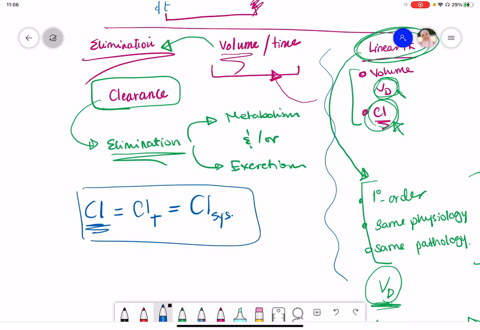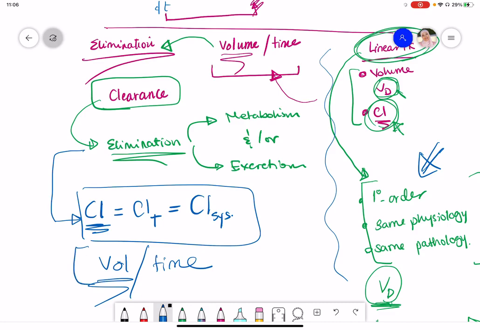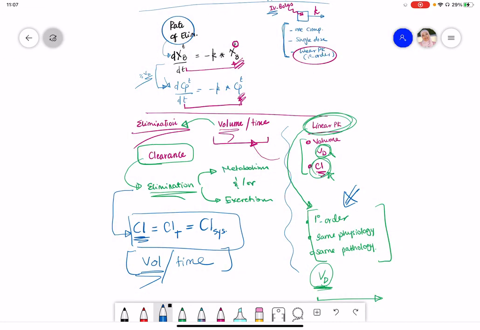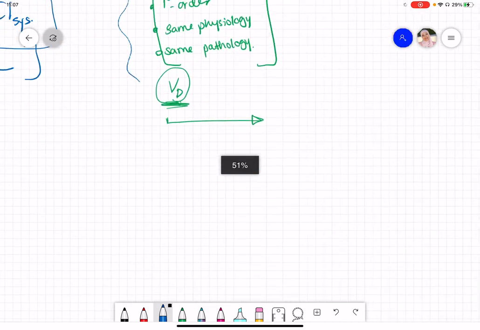Some references may use different but similar symbols, but we are talking about total elimination processes, either metabolism or excretion, or both of them, depending on whether the drug goes through metabolism or excretion. And the unit of clearance is volume over time. As we are considering the volume to be constant, the clearance of the drug is constant too, under first order kinetics.